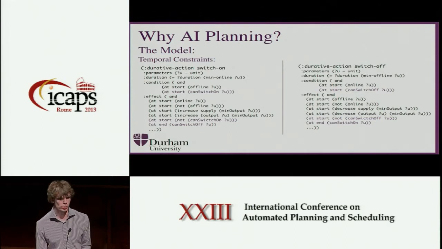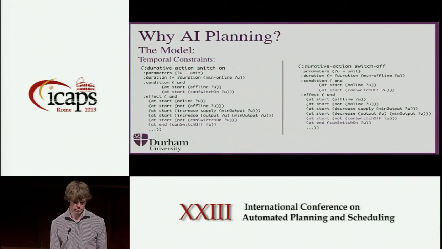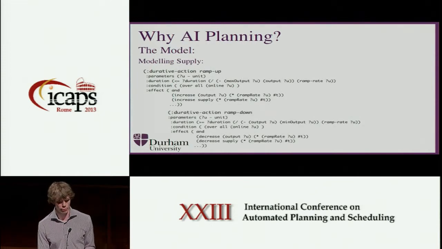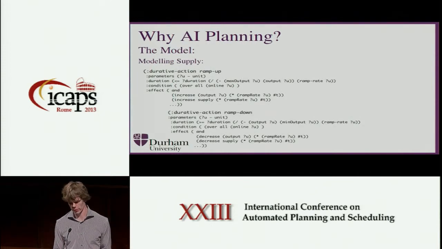So to model individual unit output and total system supply, we have a fluent output associated with each generating unit object and a fluent supply. We then have 2 actions, ramp up and ramp down, which alter these fluents at a fixed rate per minute but with a variable duration. This allows the planner to set the value of any generating unit to any value and thus perform the economic dispatch subproblem.